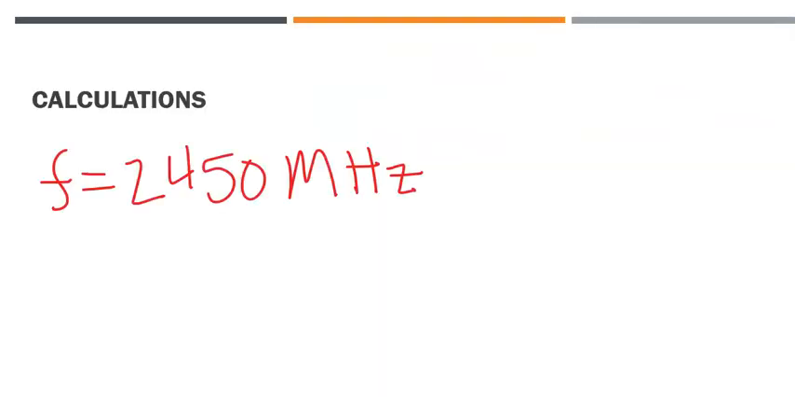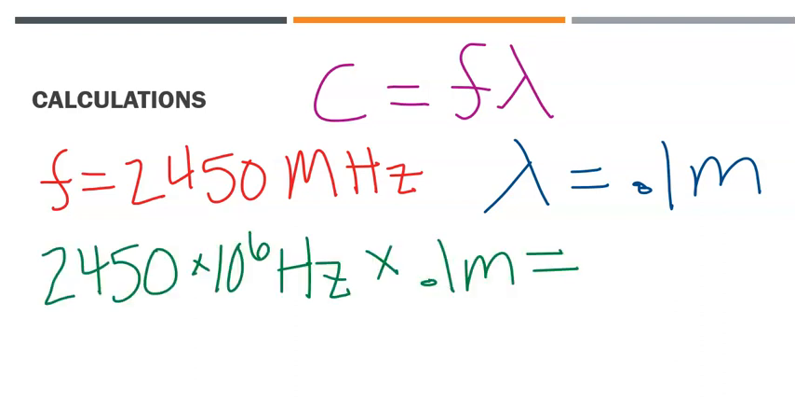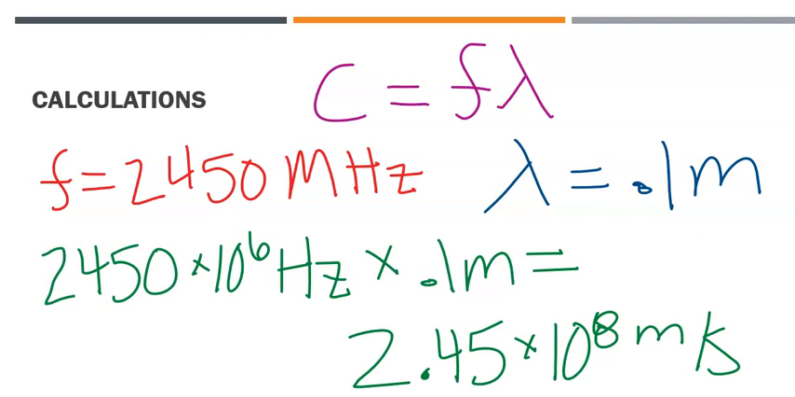We found the frequency on the microwave to be 2,450 megahertz and the wavelength to be a tenth of a meter. We can then use this equation from earlier relating the speed of light to the product of frequency and wavelength, and this gives us an experimental speed of light of 2.45 times 10 to the 8th meters per second.